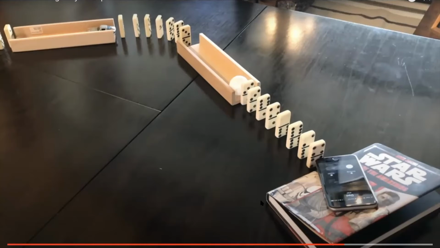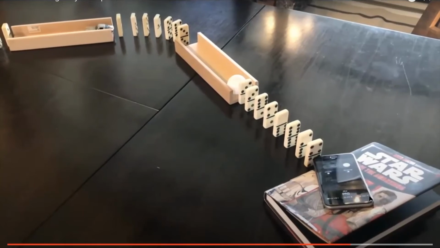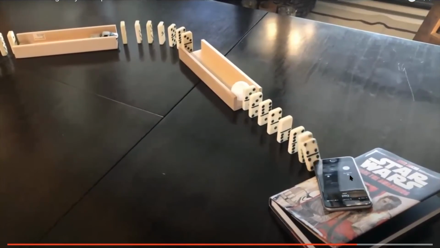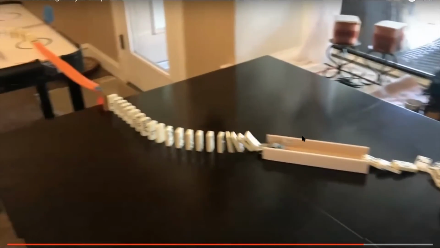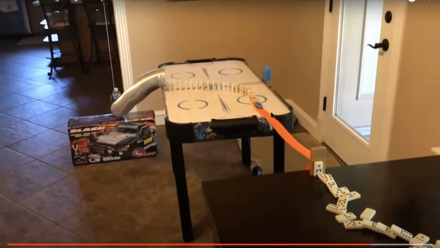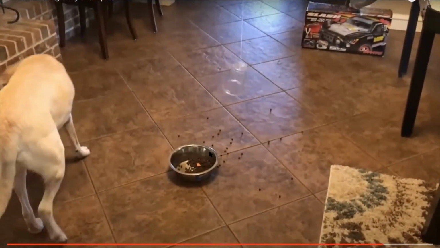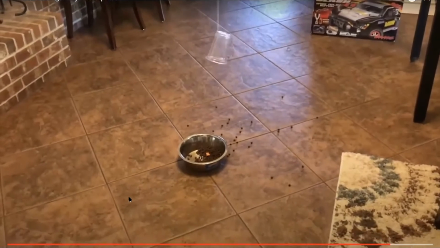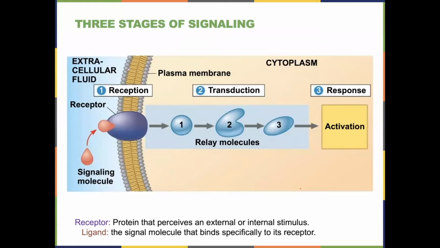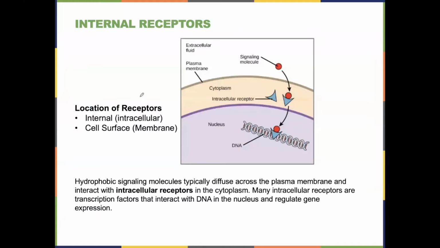So in this example, we've got the phone ringing that's slowly sliding down. That's like the cell receiving a message. And then within the cell, one molecule activates another, and we have a series of events that ends with some kind of change. Now, the first step again of this process is what is called reception, receiving the signal.